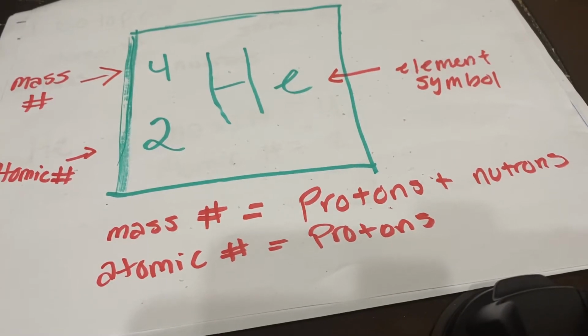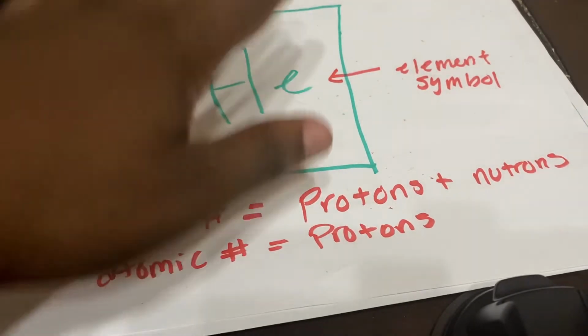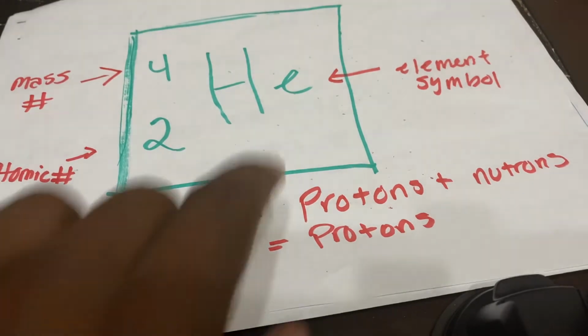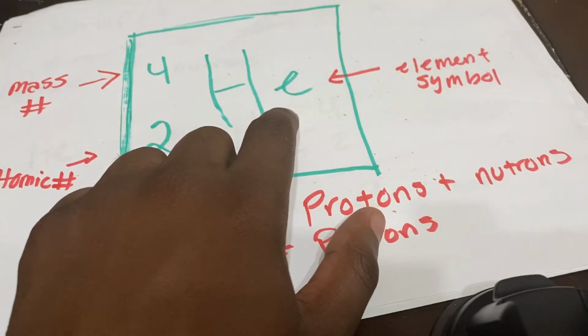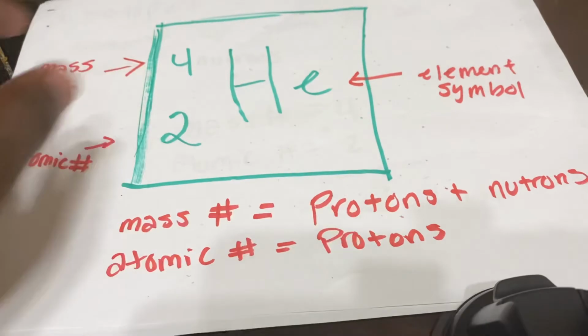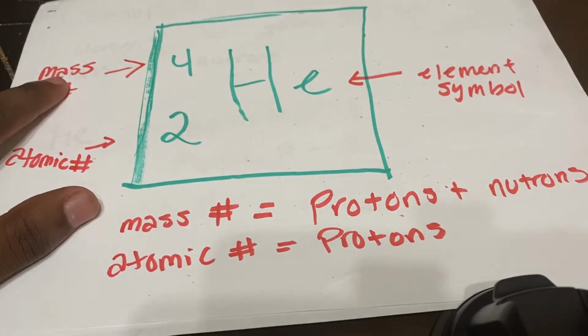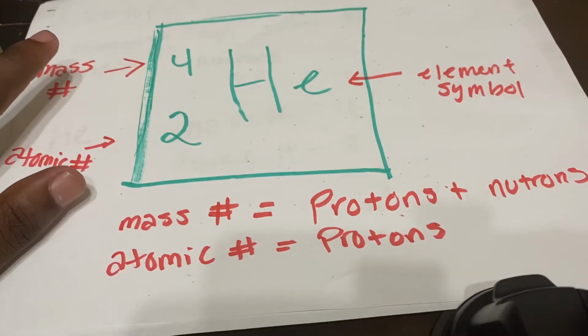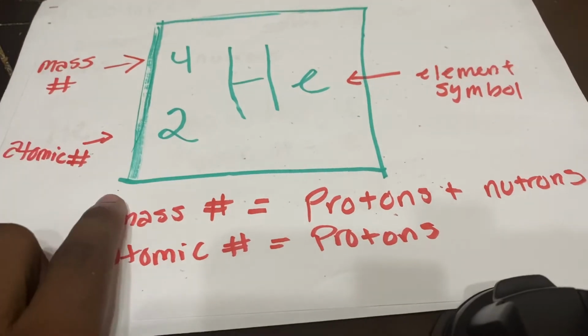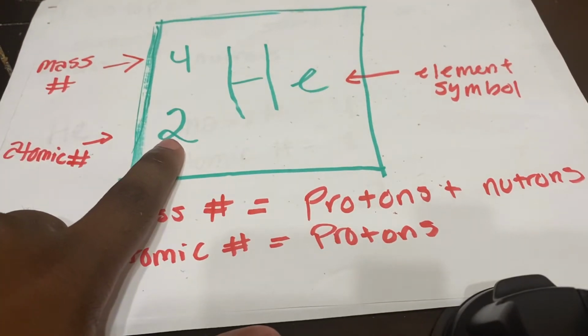Alright, so when you look at your periodic table, this is what you will see that represents the element. So this is the element symbol. That's going to be like an abbreviation of the element name. So then we have the mass number, which is this number at the top, which is your protons and neutrons together. And then the atomic number will represent your number of protons, which is at the bottom.